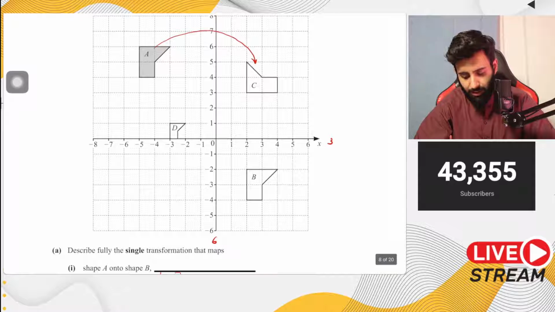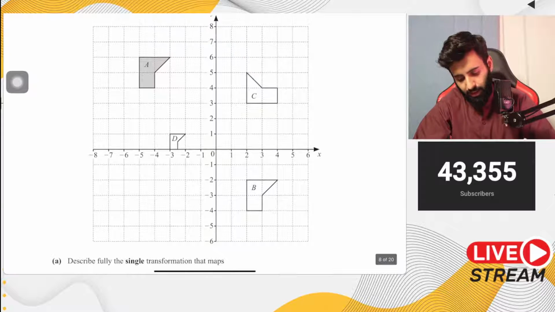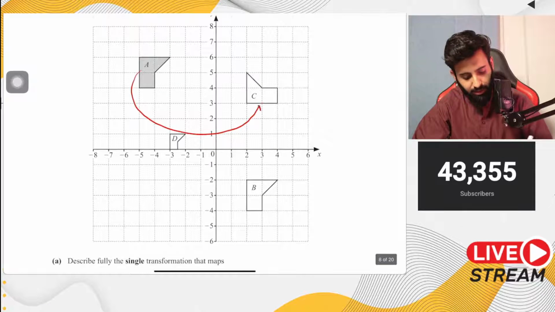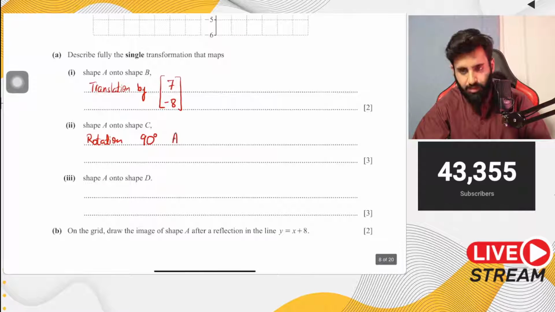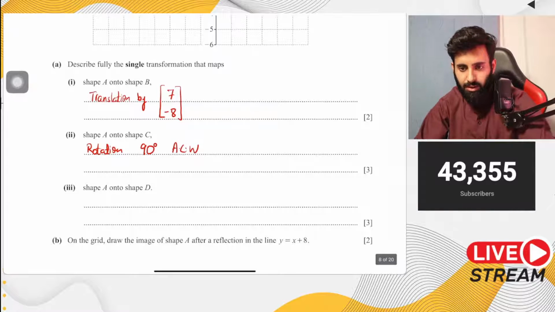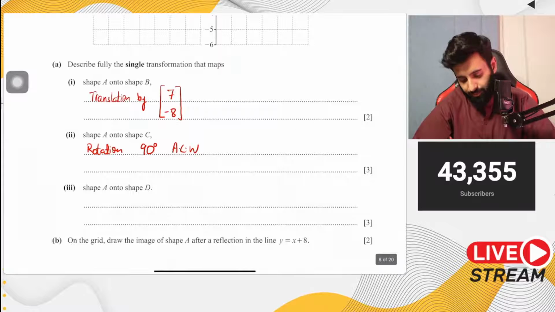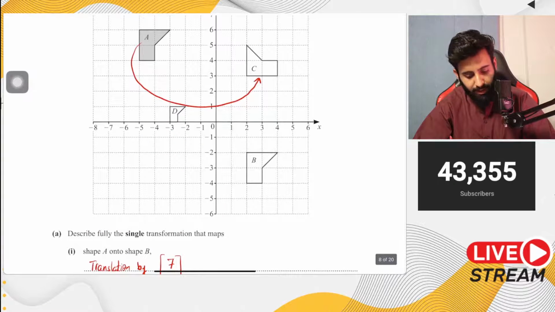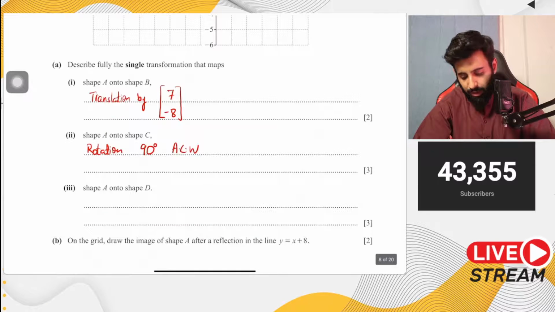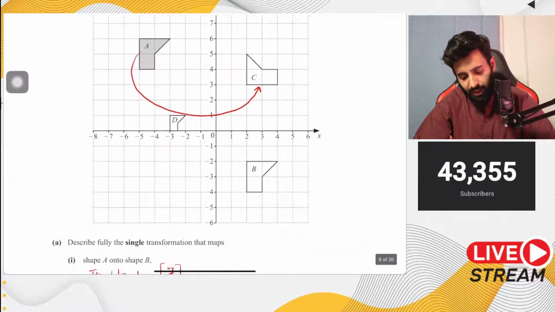Yeah, you're right. Okay, my bad. Yes, it's anti-clockwise. I didn't pay attention to the shape. You guys are right, it's 90 degree anti-clockwise. A onto C is 90 degree anti-clockwise. Okay, thank you for pointing that out, whoever pointed it out. So rotation 90 degree anti-clockwise.